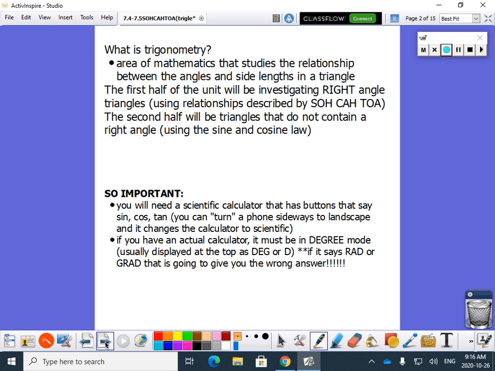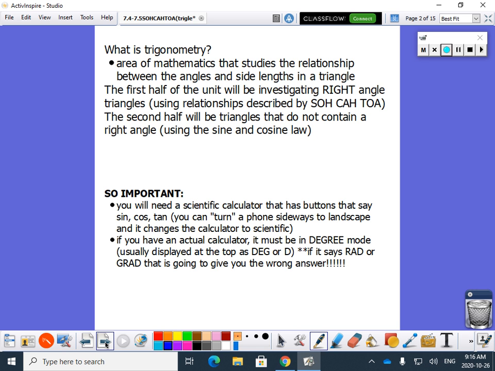So what is trig? It's the area of mathematics that studies the relationship between the angles and side lengths in a triangle. The first half of the unit will be right triangles, and we will be using, like I said, the primary trigonometric ratios, which we call SOHCAHTOA. Have you guys heard that before? SOHCAHTOA? Kinda, some of you. The second half will be triangles that are not right angle triangles, so acute triangles, and that's when we'll be using sine and cosine law.